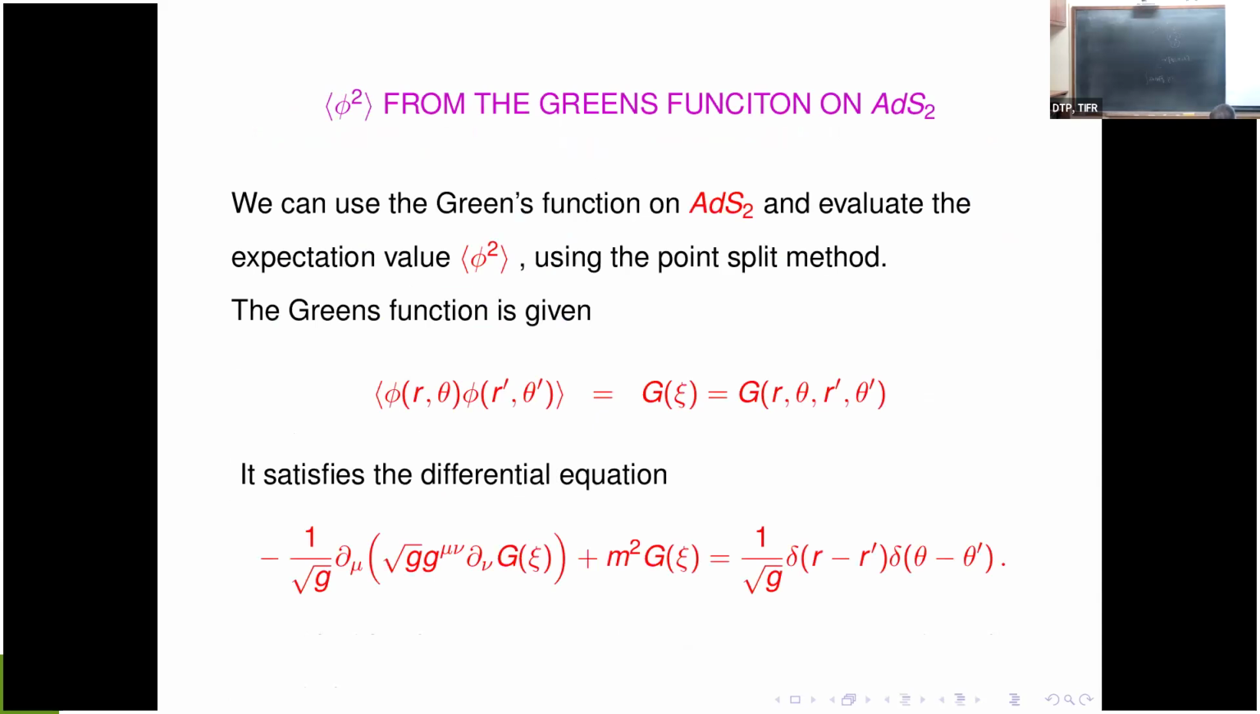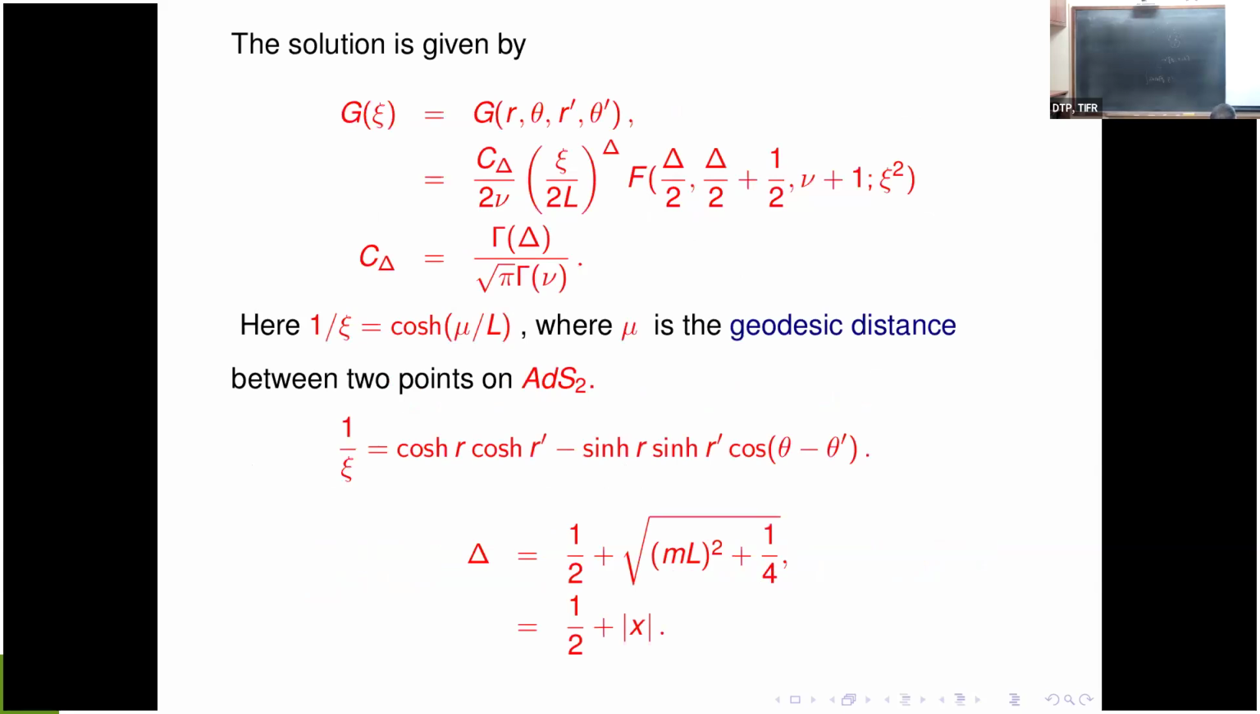So okay, let's do this from another point of view, the Green's function. The Green's function on AdS2 for a scalar is known. It satisfies this differential equation: basically, the Laplacian gives the delta function. It's known ever since the initial days of AdS, and you can read out the Green's function. It is written in terms of the geodesic length, as expected, because it's a homogeneous space. This is an expression for the Green's function.